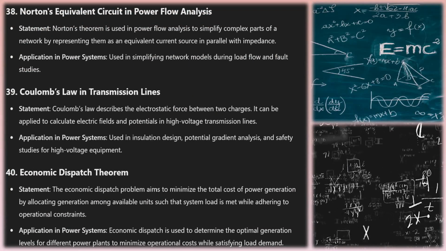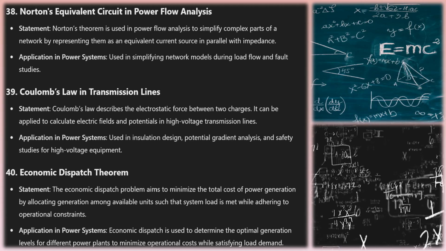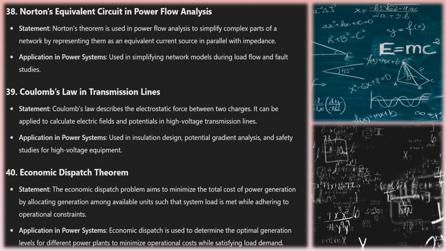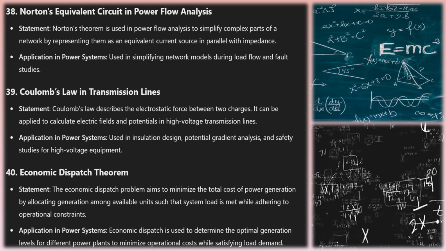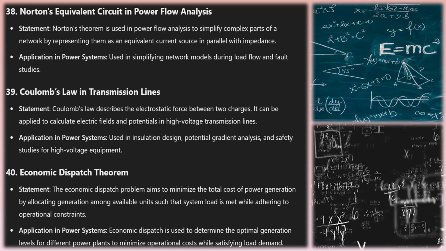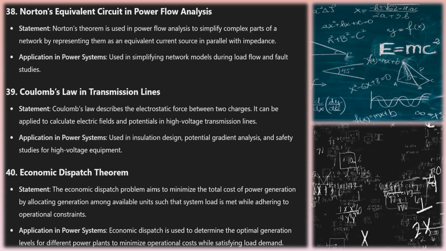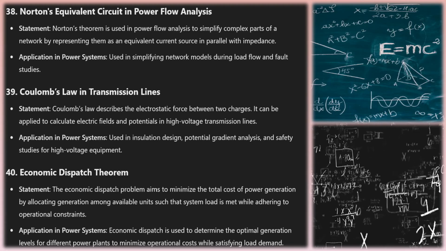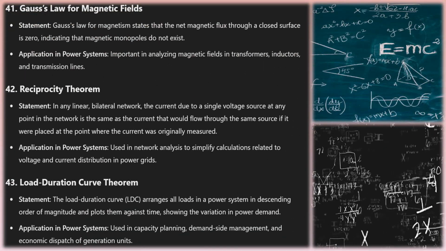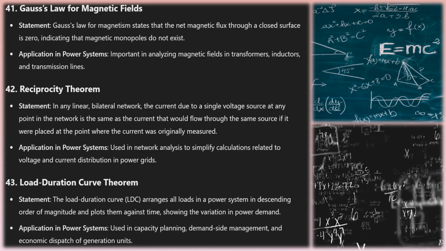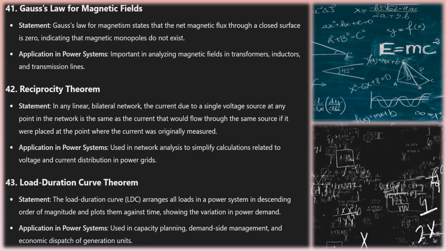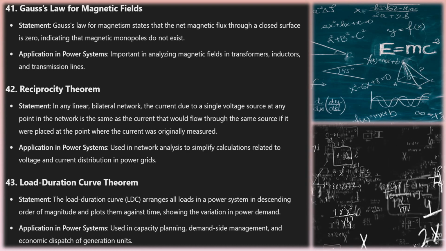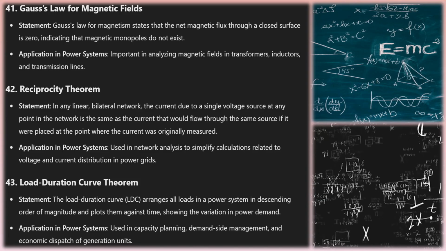Equal area criterion: a graphical method to determine the stability of a synchronous machine connected to an infinite bus under transient disturbances. Application in power systems: used in transient stability studies to assess whether a generator remains in synchronism after a disturbance. Thevenin-based fault analysis theorem: in fault analysis, the system can be simplified using the Thevenin equivalent to calculate fault currents and post-fault conditions. Application in power systems: essential for analyzing fault conditions such as short circuits in the network.